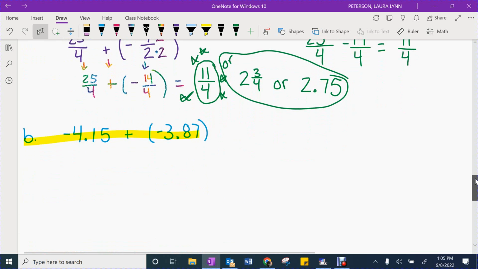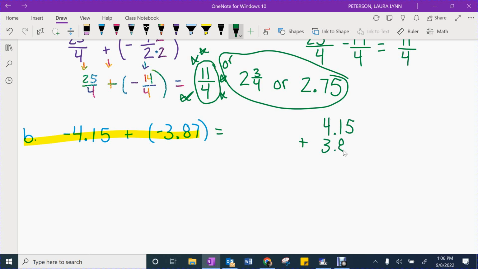Let's do this one, and this will be our last problem. You'd have negative 4.15 plus negative 3.87. Because you're dealing with decimals, that's nicer in my opinion, because you have to make sure your decimals are just lined up. You should notice that these are both negative numbers, and that they're the same sign, meaning they're staying negative. We just add. So I'm going to do 4.15 plus 3.87.